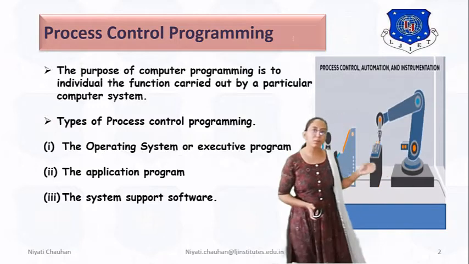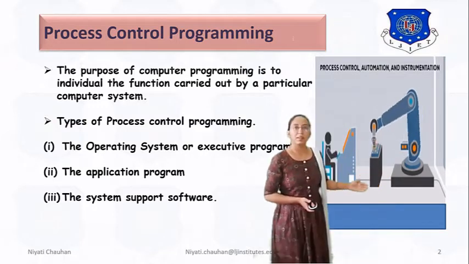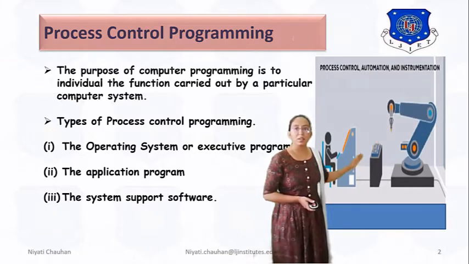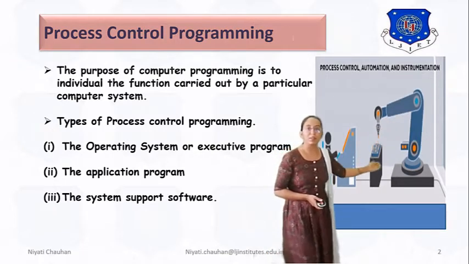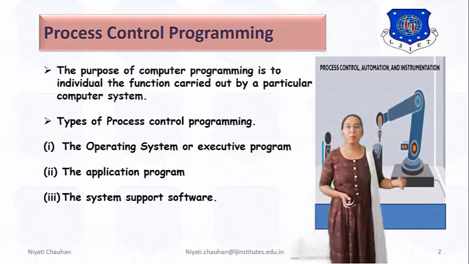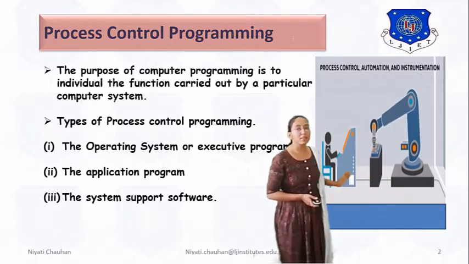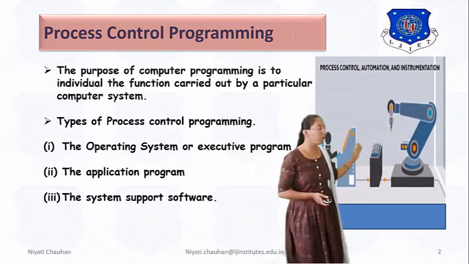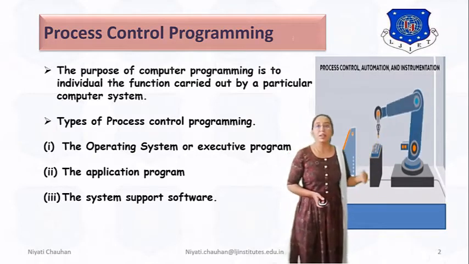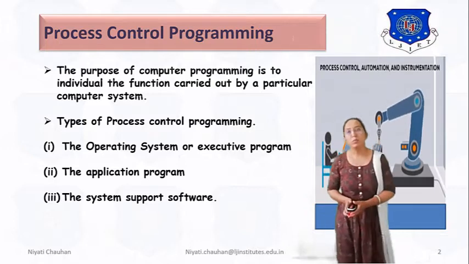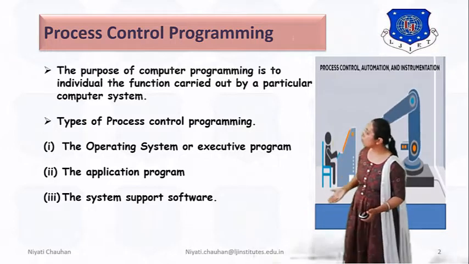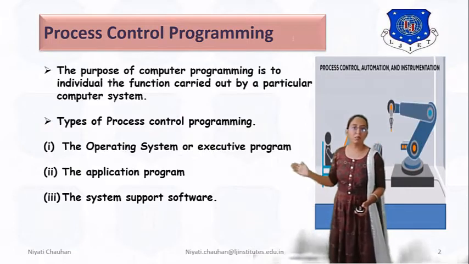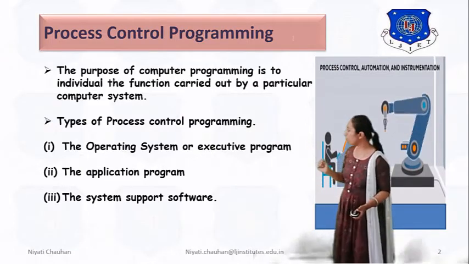So what is process control programming? The purpose of computer programming is to carry out an individual function by a particular computer system. Okay, so this is known as process control programming. Types of process control programming. There are three types of process control programming. First, the operating system or executive programming.